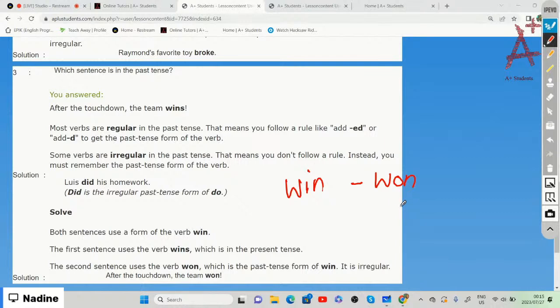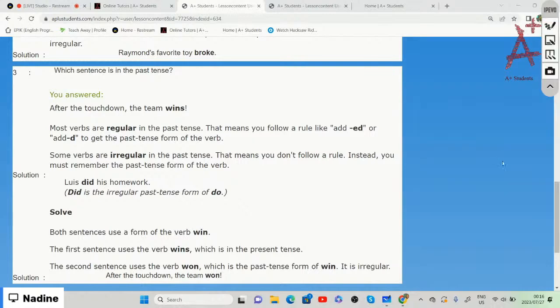And that is where the difference comes between regular past tense forms and irregular past tense verbs. Because with regular past tense verbs, there is a specific rule that you follow where you either add ed or d to the verb. However, with the irregular past tense verb, there is no specific rule that you follow. Instead, you must just remember what the past tense form of the verb is.